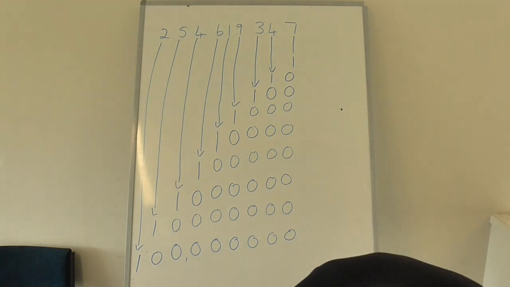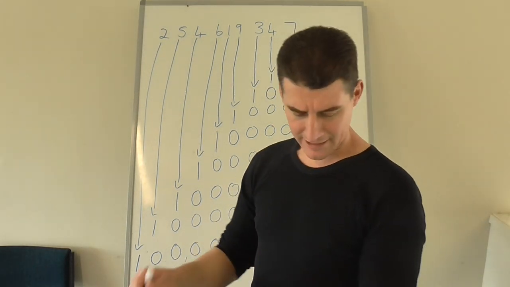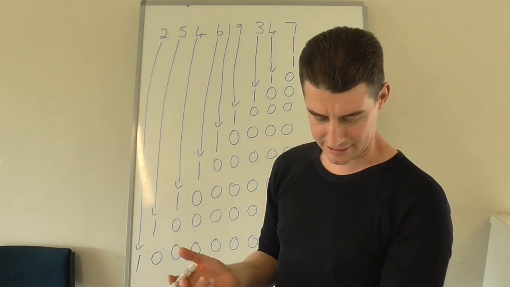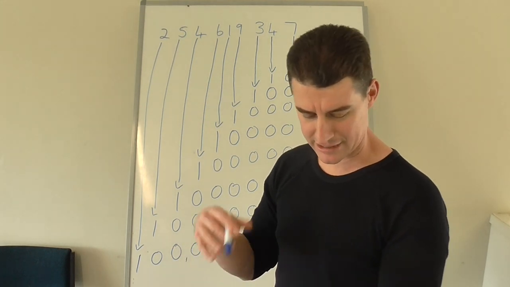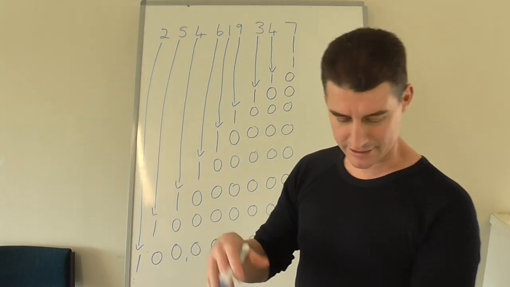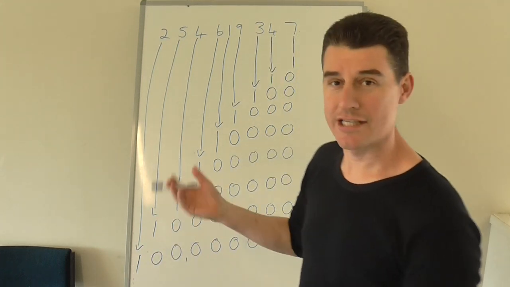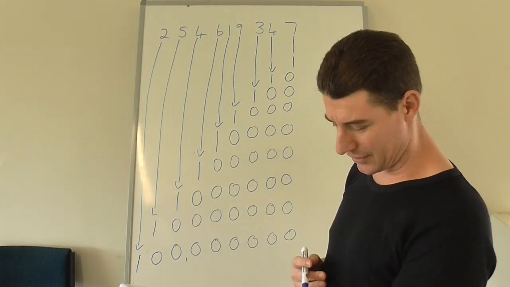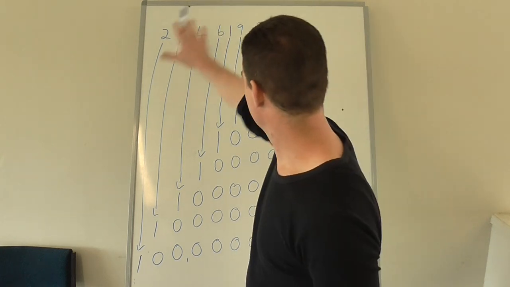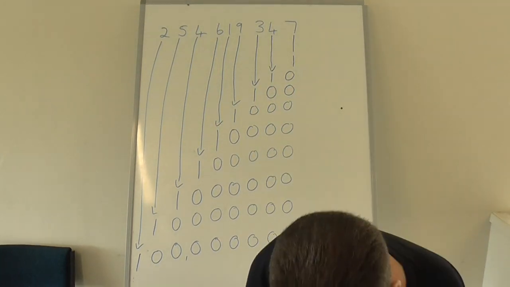So as you can see from that example, you have 2 times 100 million, 5 times 10 million, 4 times a million, etc., etc. You get the point, and that just shows you the place number.